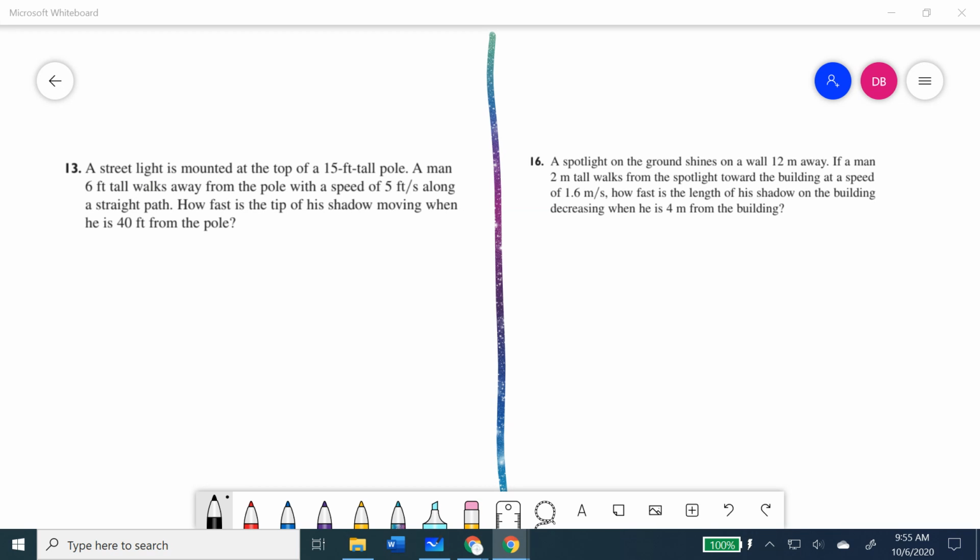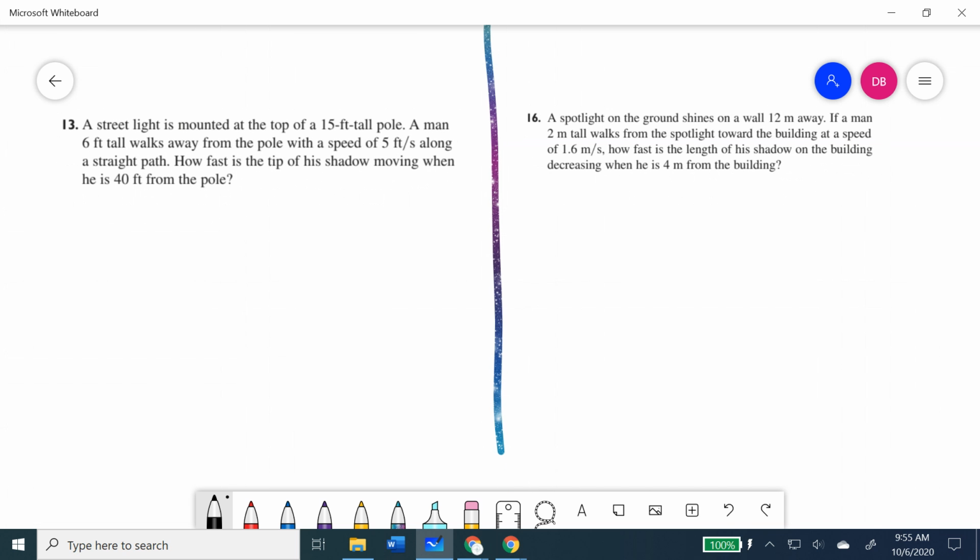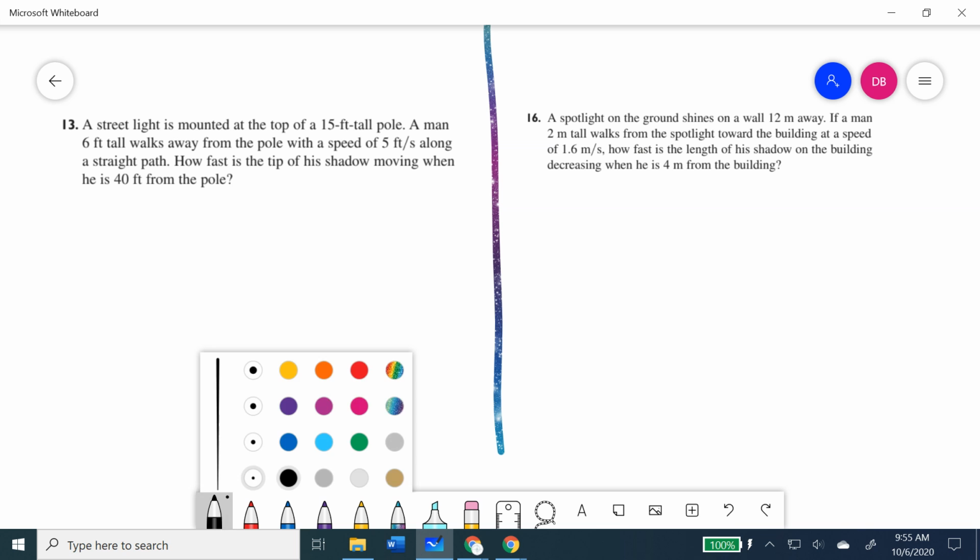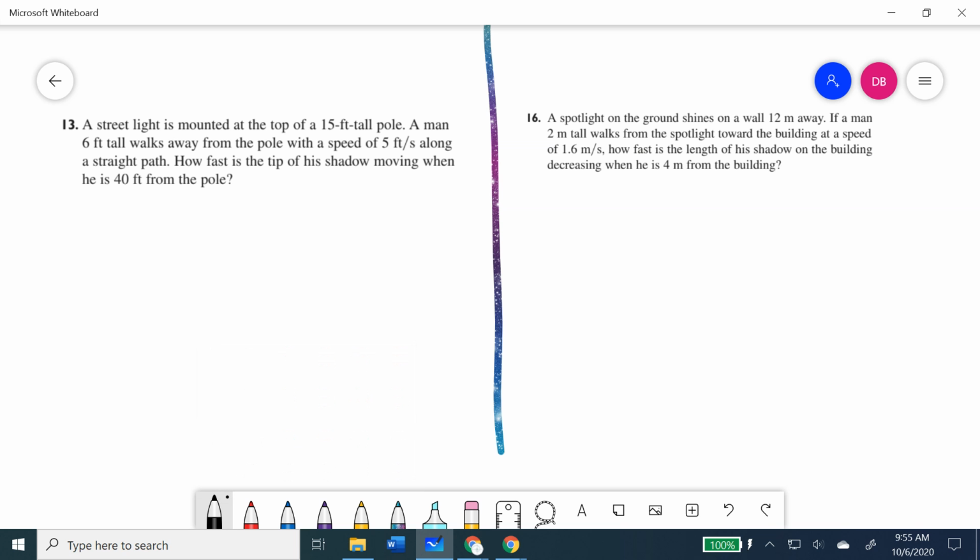So, two shadow problems, comparing 13 and 16, understanding the wording of the two a little bit more. On number 13, you have a street light that is 15 feet above the ground. So this is the light, ground level.